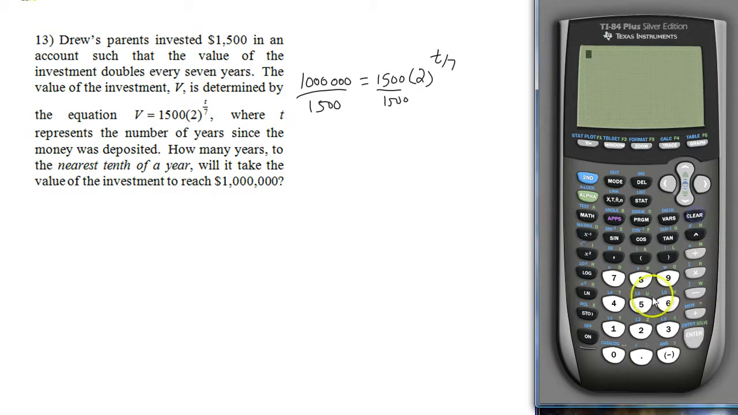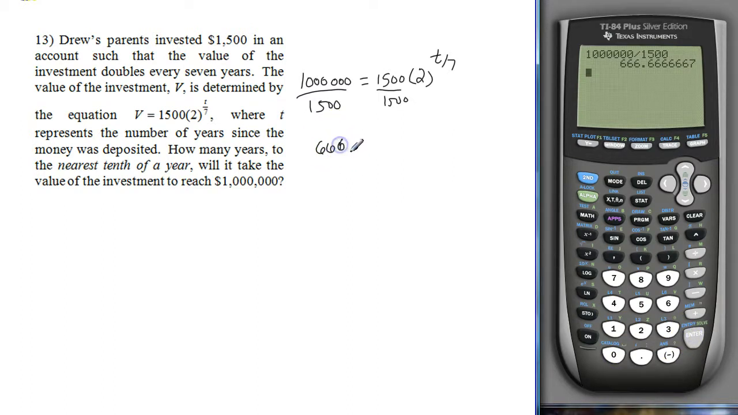Okay, let's clear the screen out. So 1 million divided by 1,500. So we get 666.6 repeating equals 2 to the t over 7. Now to get the exponent down, I want this whole exponent on the ground. We're going to use logs. So take the log of both sides: log 666.6 equals t over 7 times log 2. Now it's on the ground, so that's good.